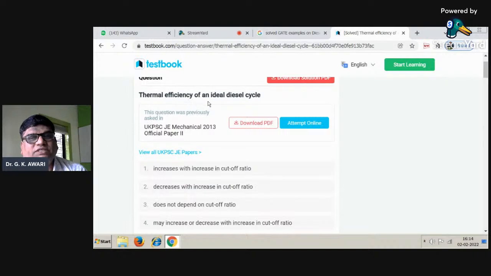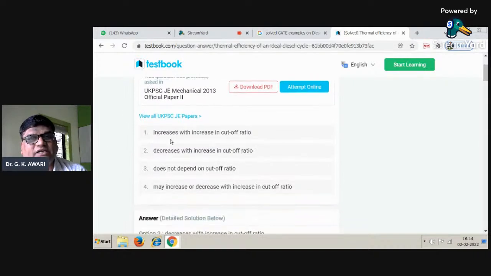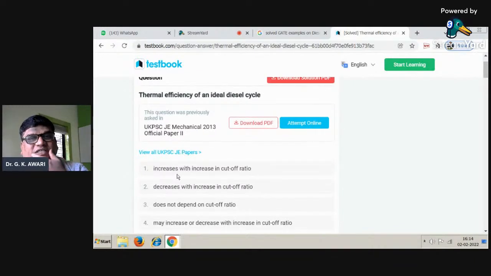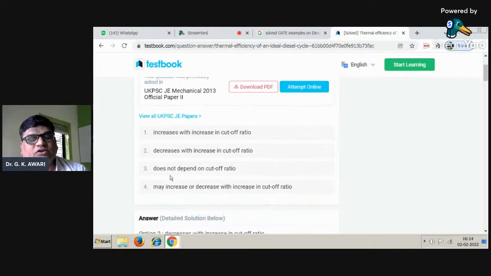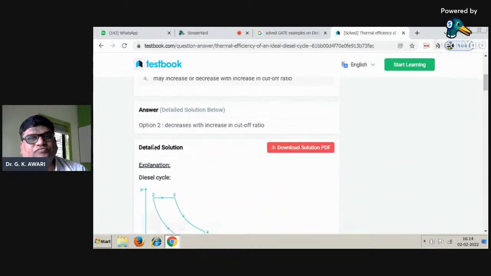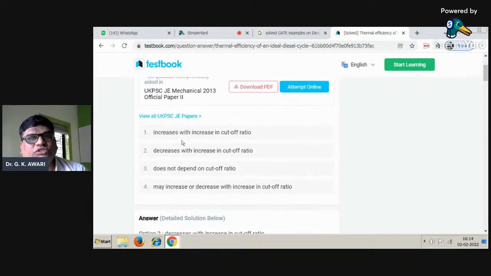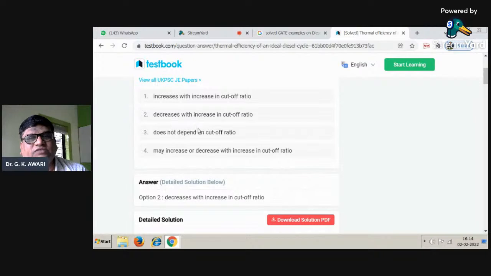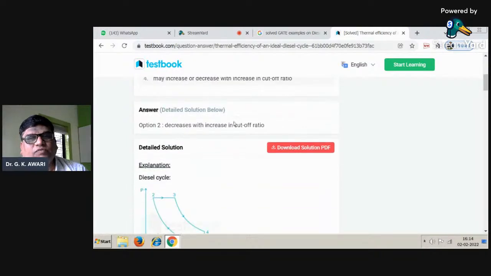Thermal efficiency of an ideal diesel cycle: increases with the increase in the cutoff ratio, decreases with the increase in the cutoff ratio, does not depend on cutoff ratio, or may increase or decrease with the increase in cutoff ratio. So option 2 is the correct answer, that is, decreases with the increase in the cutoff ratio.